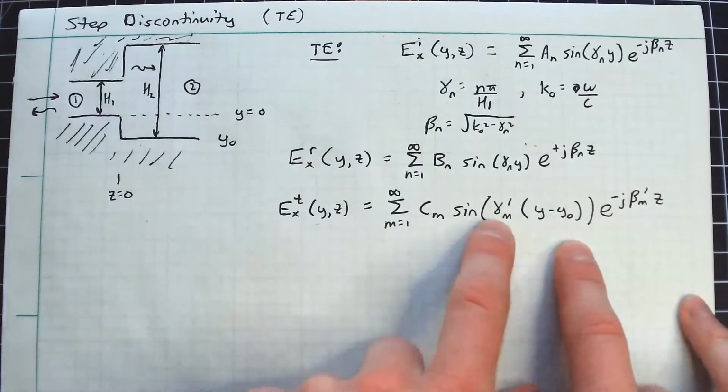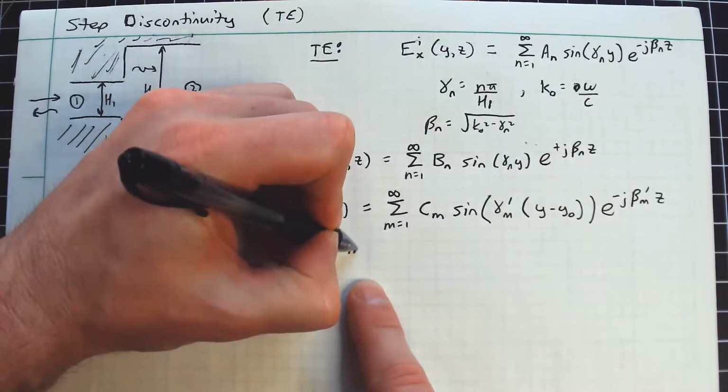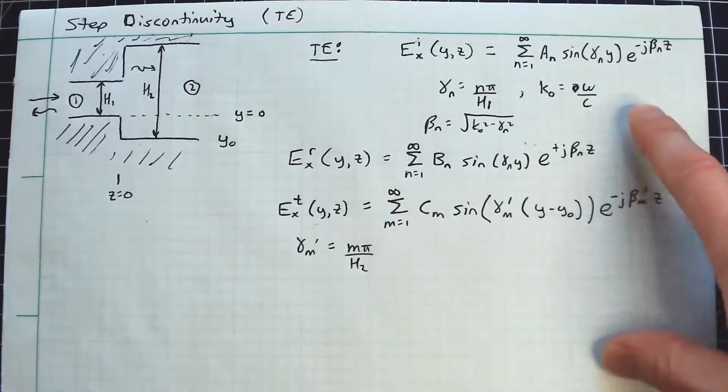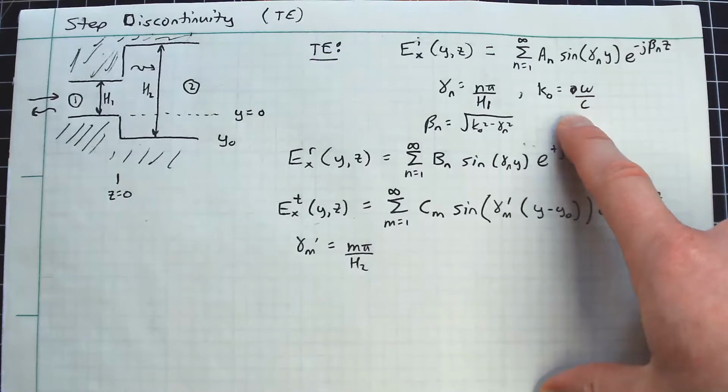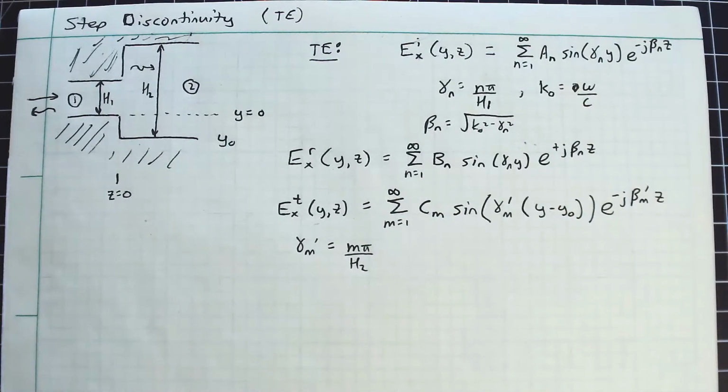And all I had to change was some of these little parameters here, right? So gamma sub m prime is going to be m pi over h2 now. And then my k naught hasn't changed. It's still the same frequency and phase velocity. And this beta is now going to follow a similar expression here.